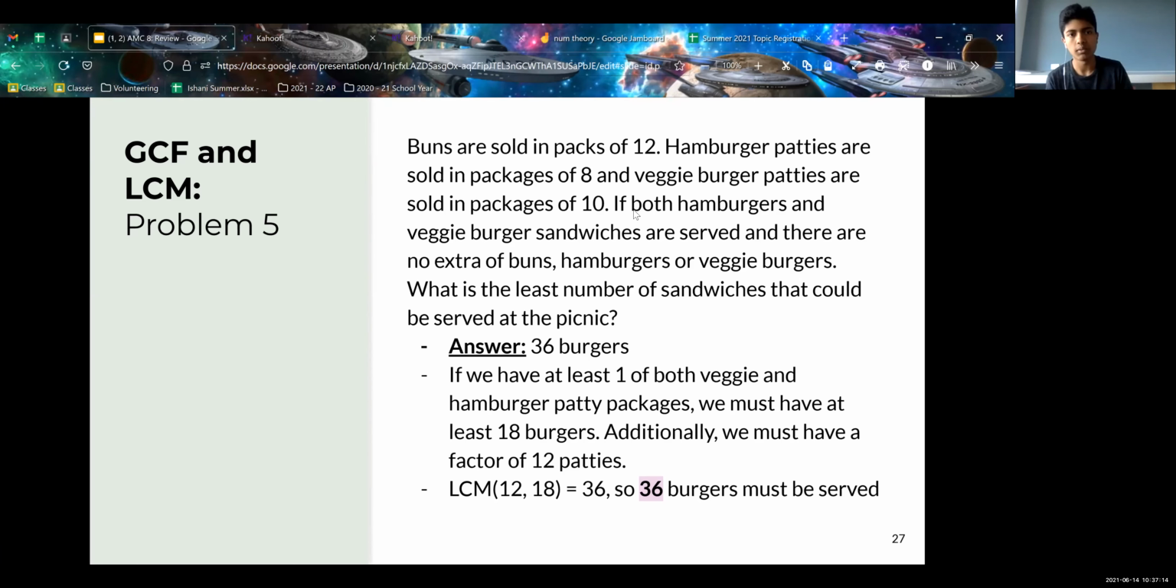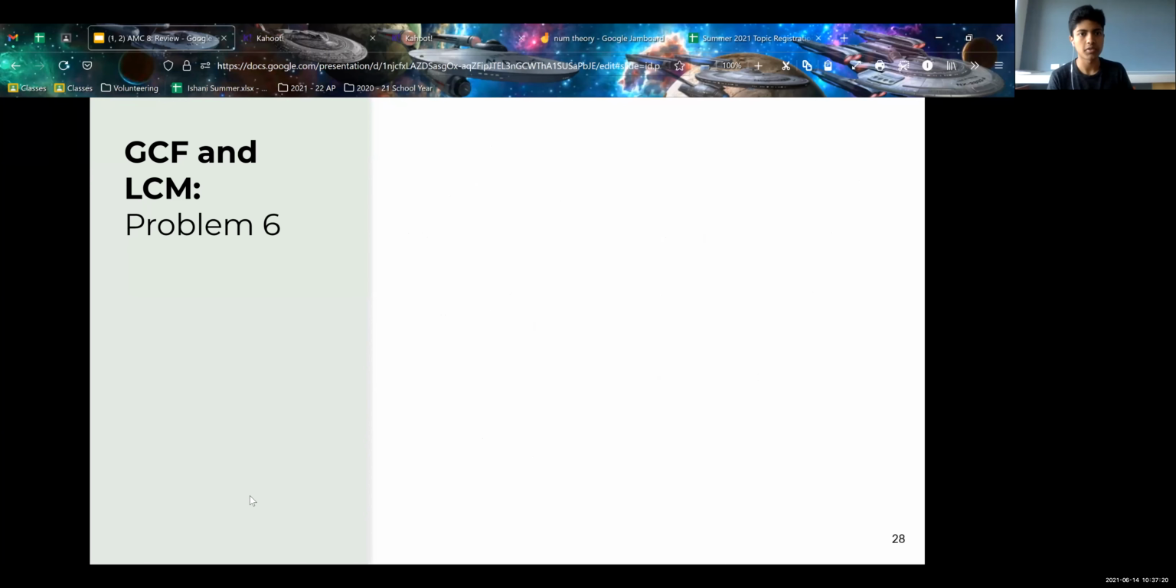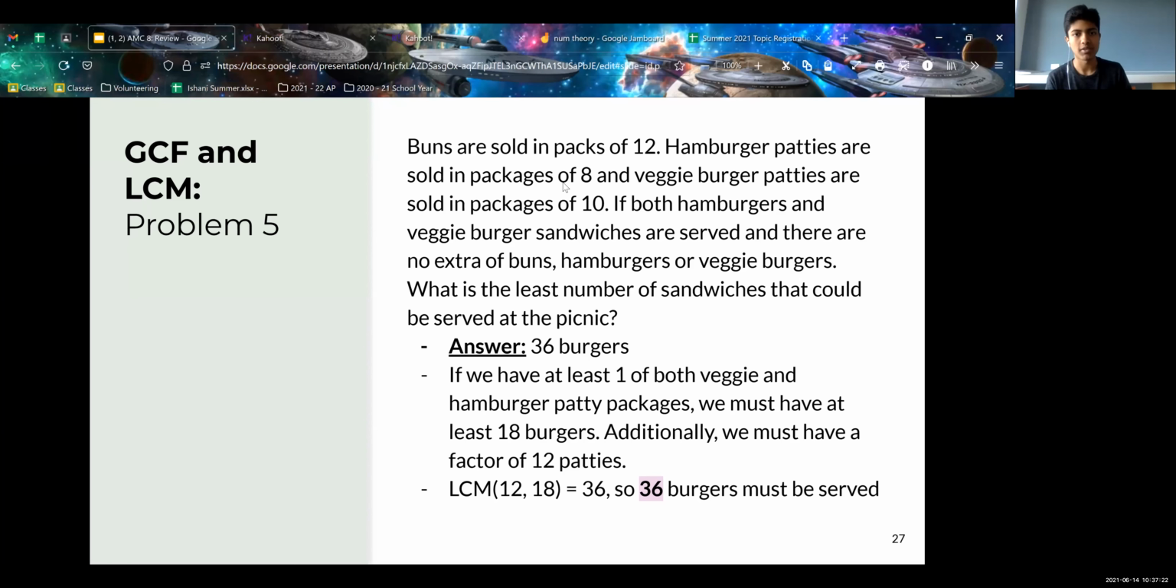A lot of people assume things like, well, they have to use 2 buns in a sandwich, so it should actually be 6. Don't assume anything aside from what the AMC gives you, because then it'll just throw you off. Don't overthink it. Don't think that they're trying to trick you. Just go based off of exactly what information they're giving you. So don't assume anything that is extra.